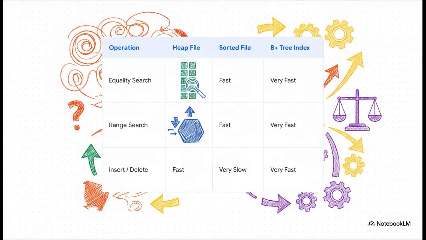And this chart just puts it all in black and white. That heap file? Fast for inserts, but awful for everything else. The sorted file? Great for searching, but a total nightmare for updates. But the B+ tree index? Look at that. Very fast, and very fast. It gives you the best of all worlds. It's a true game changer.